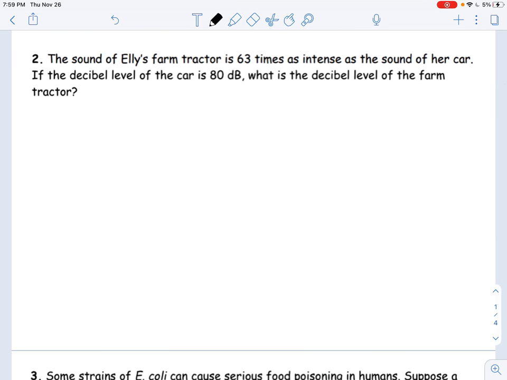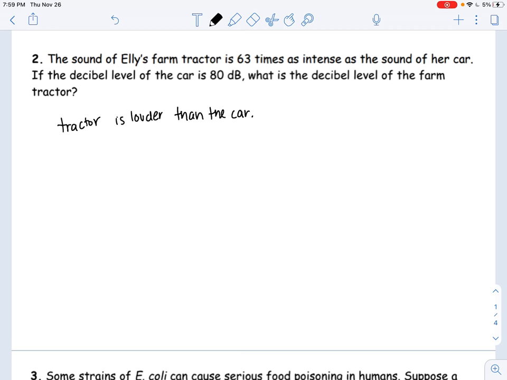Example number 2. The sound of Ellie's farm tractor is 63 times as intense as the sound of her car. The tractor, from that sentence, I know is louder than the car. When you have a whole number for your intensity, when you're comparing the intensities, you always want to have the stronger item at the top.